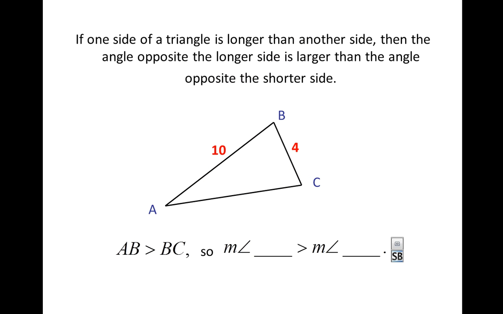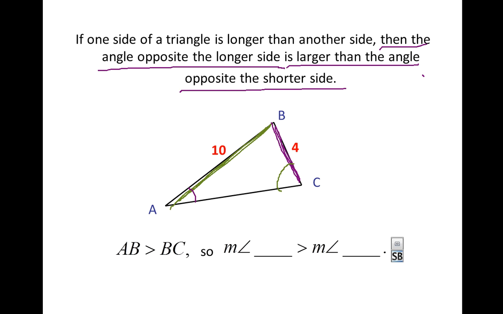So just to confirm that you understood what was being said, if one side of a triangle is longer than another side, so in this case, we can see that side AB is longer than side BC, then the angle opposite the longer side, which happens to be angle C, is larger than the angle that is opposite the shorter side, which happens to be angle A.